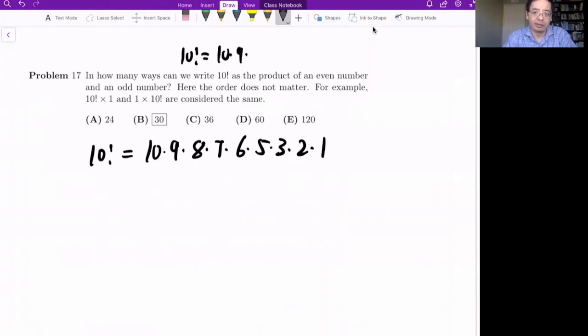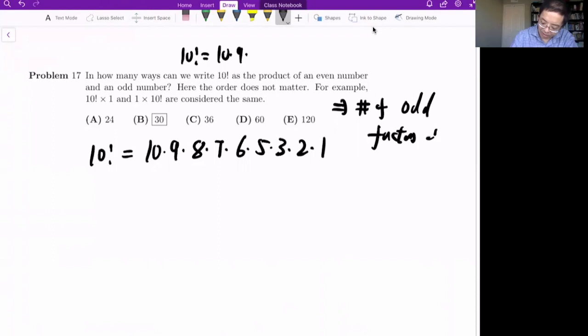an even number and an odd number, because the order doesn't matter. That means basically we are looking for the number of odd factors of 10 factorial. We have a formula to calculate the number of factors of a given number, and you can also do the number of odd factors. The mechanism is the same. Step 1 is you do prime factorization. So let's recall the mechanism.